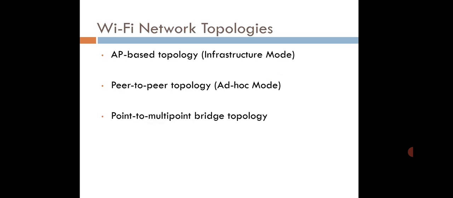Next is Wi-Fi network topology. First, AP-based topology, infrastructure mode. Next is peer-to-peer topology, ad hoc mode, and point-to-multipoint bridge topology.